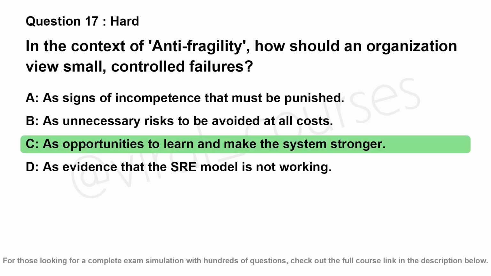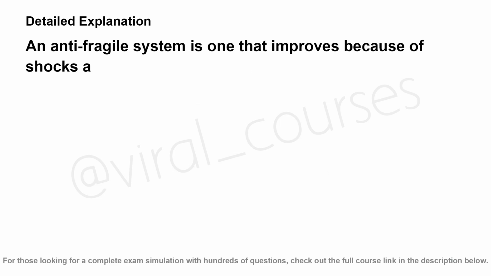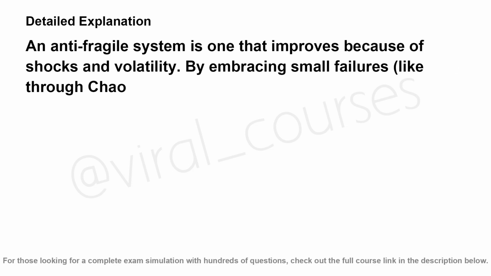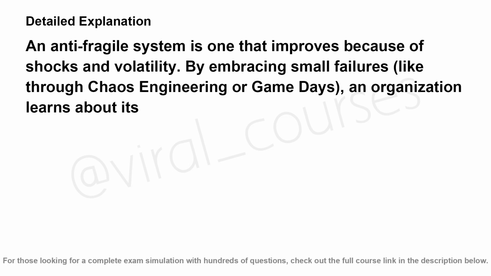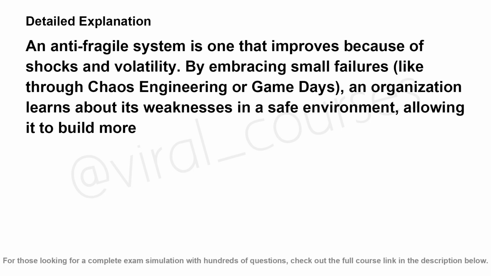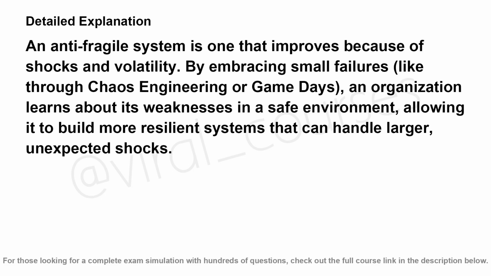The correct answer is C. An anti-fragile system is one that improves because of shocks and volatility. By embracing small failures, like through chaos engineering or game days, an organization learns about its weaknesses in a safe environment, allowing it to build more resilient systems that can handle larger, unexpected shocks.